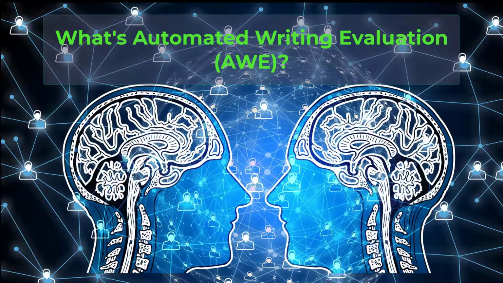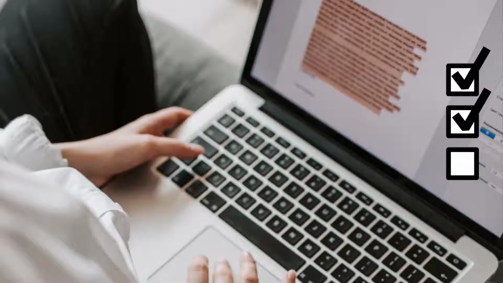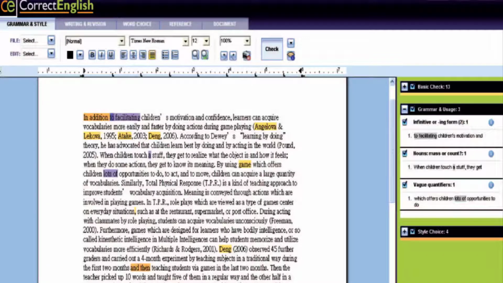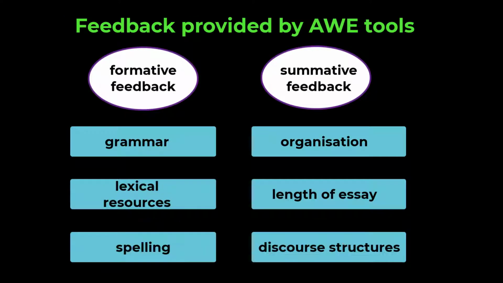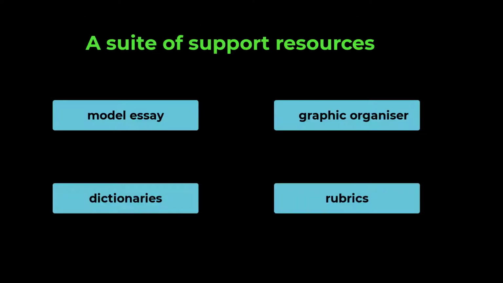Automated writing evaluation uses natural language processing and artificial intelligence to provide feedback on students' writing. It assesses a text, analyzes its structure, and creates a detailed evaluation. Here are some examples of common AWE tools that are used in the classroom. These tools provide both formative and summative feedback on different aspects of writing. They also come with a suite of support resources.